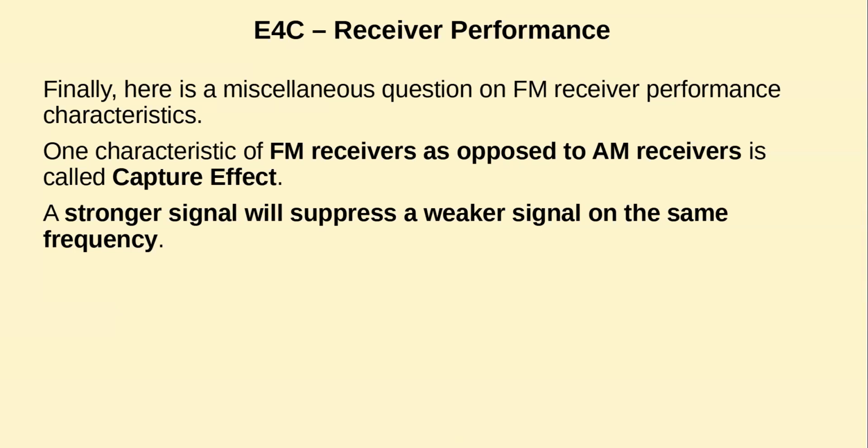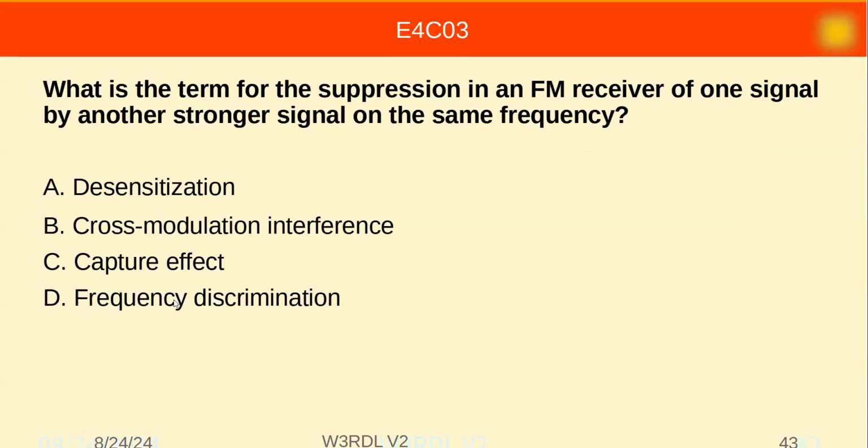A miscellaneous question. FM receivers, and we hadn't talked about those in a bit, have what's called capture effect, where because of the way the discriminator works, if you have 2 signals close, one much stronger than the other, you will only demodulate or discriminate the strongest signal. Whereas in AM, if you have two signals very close together or even on the same frequency at different amplitudes, you would hear them both, one louder than the other. What is the term for the suppression in an FM receiver of one signal by another stronger signal on the same frequency?